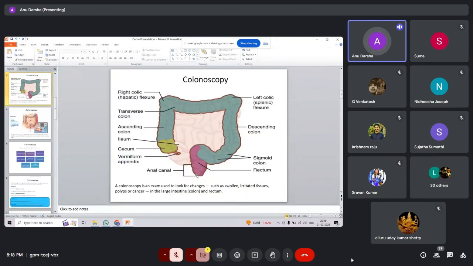So from sigmoidoscopy, you have to build your CPT, whether it is therapeutic or a diagnostic one. What is therapeutic, what is diagnostic, we will discuss later. But just keep in your mind that if the scope has not reached this area, the splenic flexure, you have to down code the procedure as a sigmoidoscopy and you have to use a sigmoidoscopy code range. This is one guideline we have.